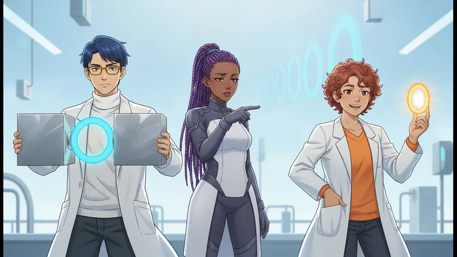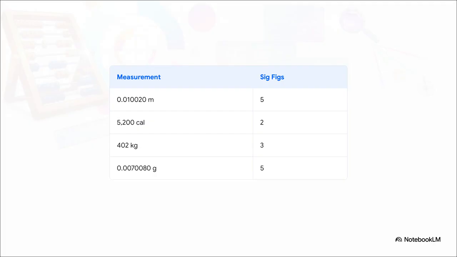And finally, trailing zeros, at the very end. They only count if there is a decimal point somewhere in the number. If there's no decimal, they are just ambiguous placeholders. Let's run through some rapid-fire examples to really lock in these abstract rules. Take 0.010020. The leading zeros don't count, the captive ones do, and the trailing zero counts because, yep, there's a decimal. So that's 5 significant figures.